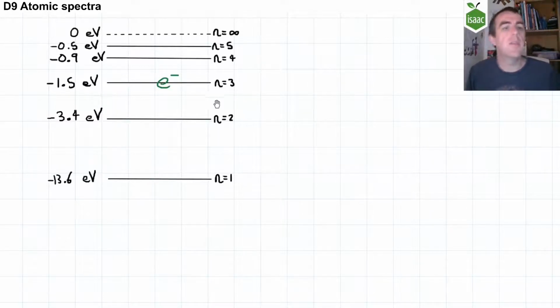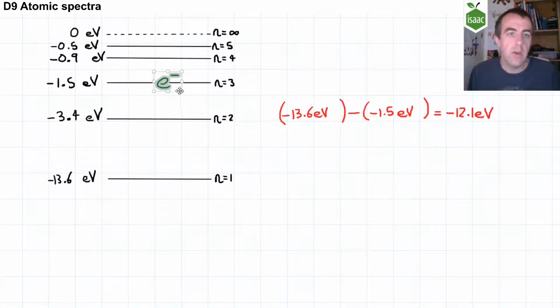Now if the atom were to be in an excited state, as you can see here, and the electron was allowed to fall to n equals 1, then there would be the emission of energy, as the electron goes from negative 1.5 electron volts down to negative 13.6 electron volts. So the electron, without stopping in between, goes from n equals 3 to n equals 1. The final energy of the electron is negative 13.6 electron volts.